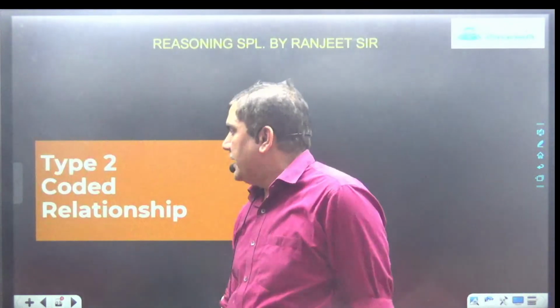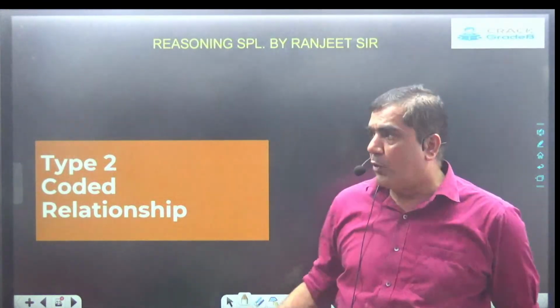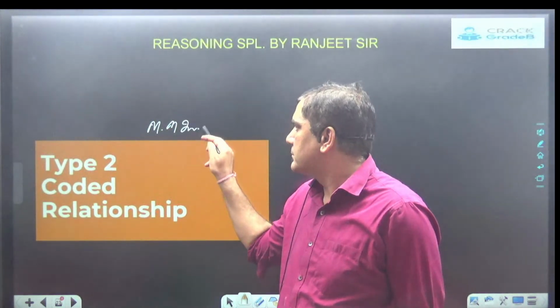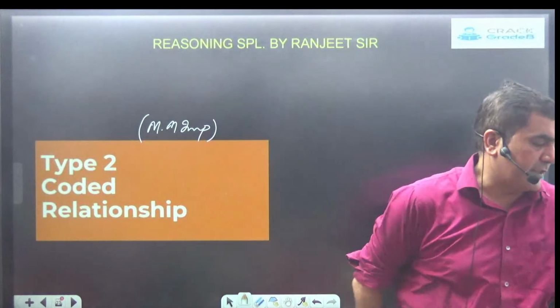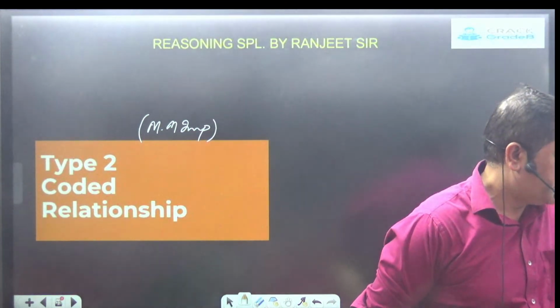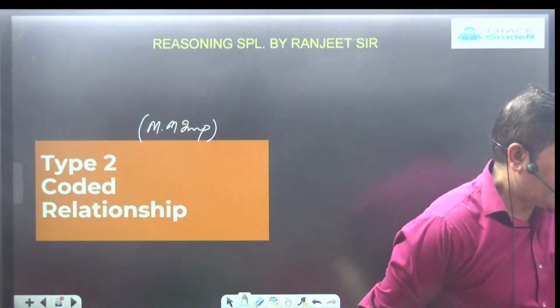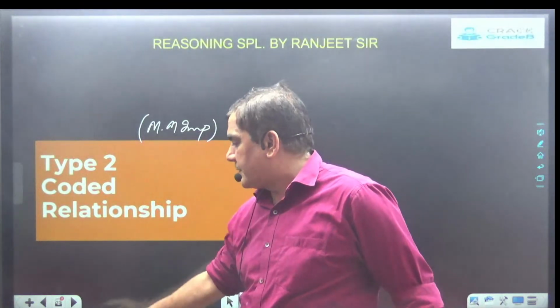Okay, let's start with type number 2. Type number 2 is called coded relationship. Most important for your exam. Now type number 2, the question will be something like this.